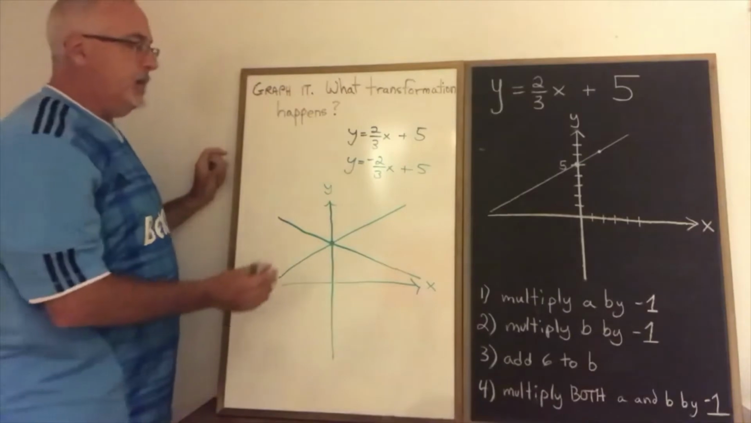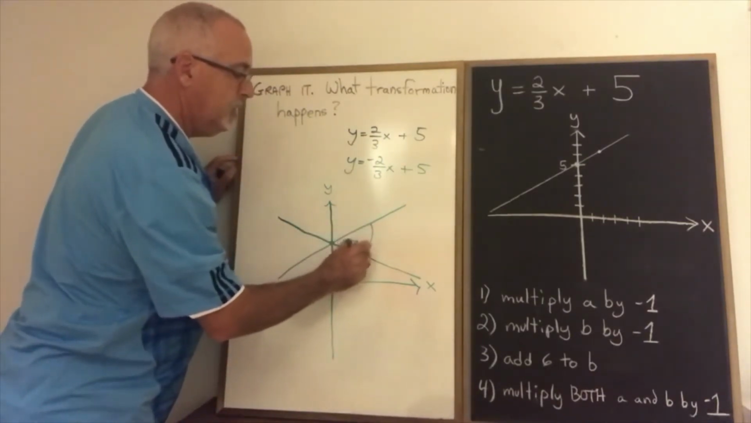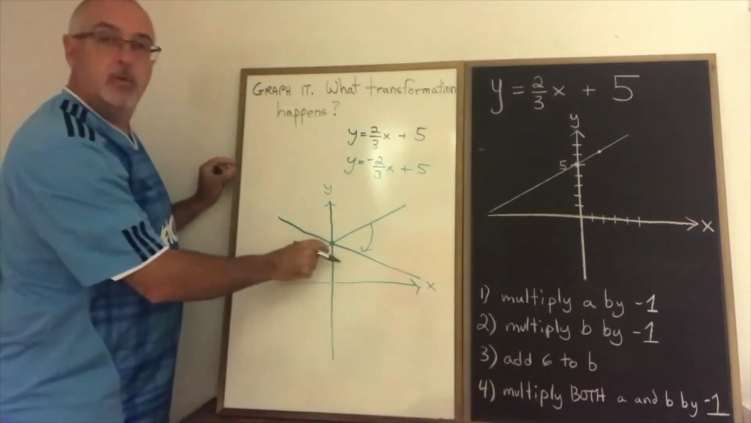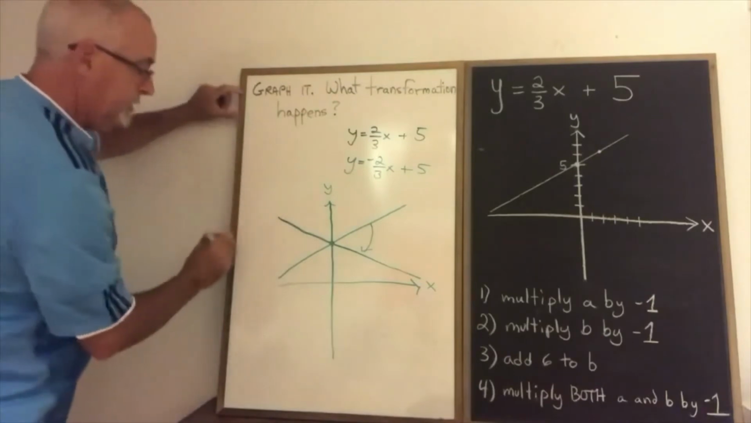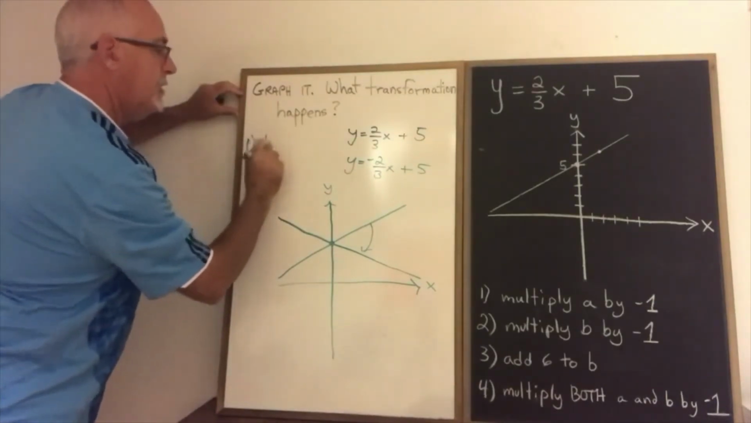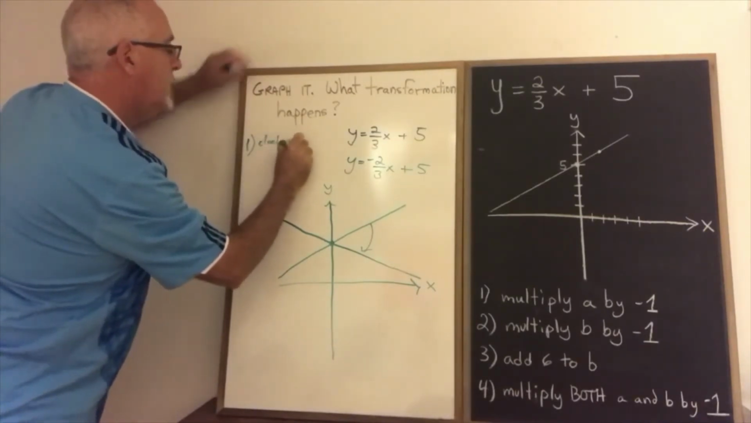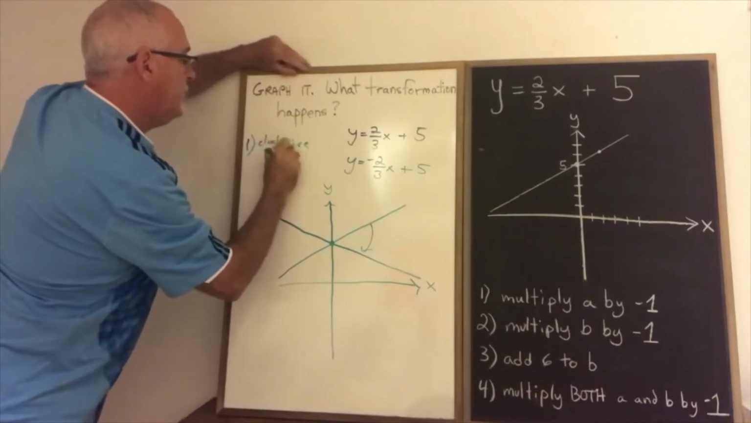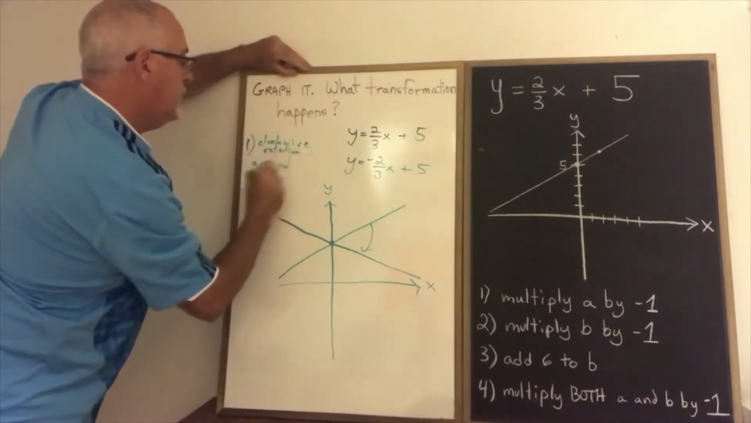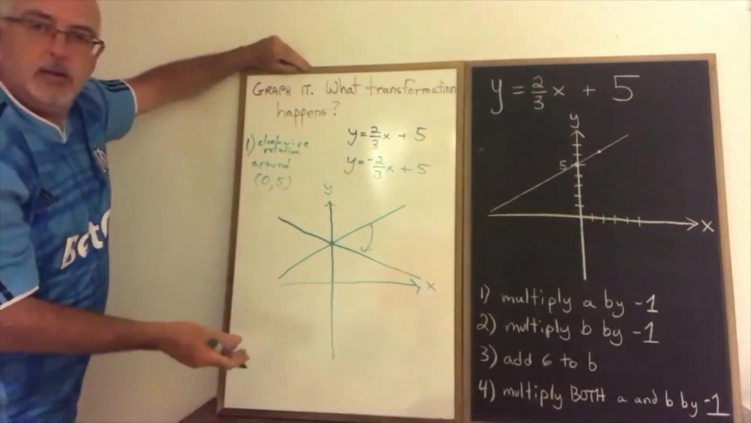What has happened to the original line? It has rotated clockwise around the point 0, 5. So my answer for number 1: clockwise rotation around 0, 5, or if you wish, around the y-intercept.